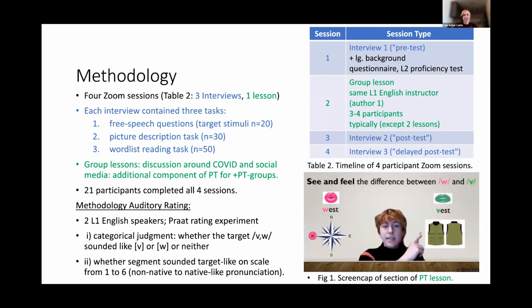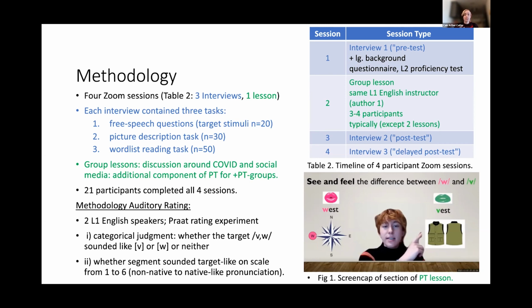So, regarding our methodology, each participant's experience consisted of 4 Zoom sessions outlined in Table 2 on the right. So all participants had an interview 1, a group lesson, and this is where those 4 different conditions were realized by the same first native English speaker. Me, I was the instructor. And then 2 post-tests. All of these interviews consisted of different tasks that were aimed to elicit a variety of controlled to more spontaneous speech. So we had free speech interview style questions, a picture description task, and a word list reading task.